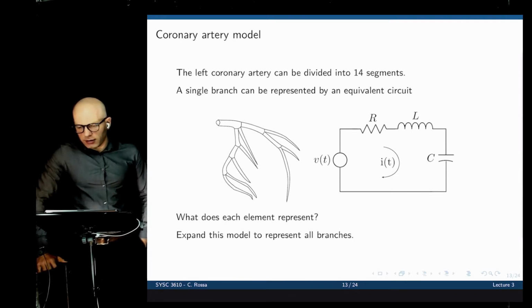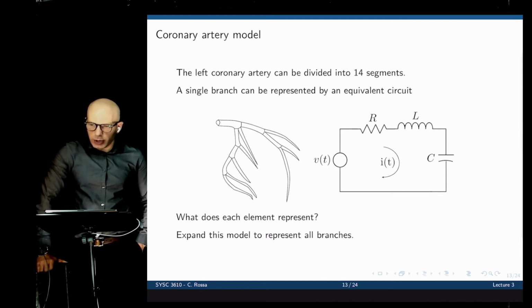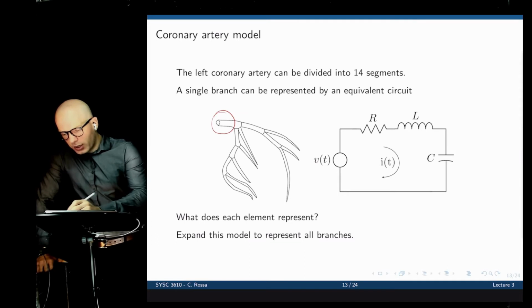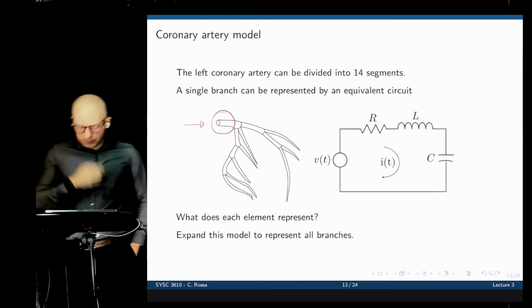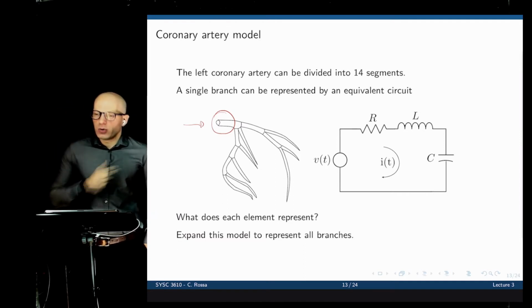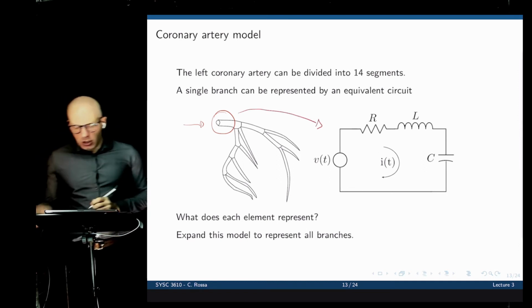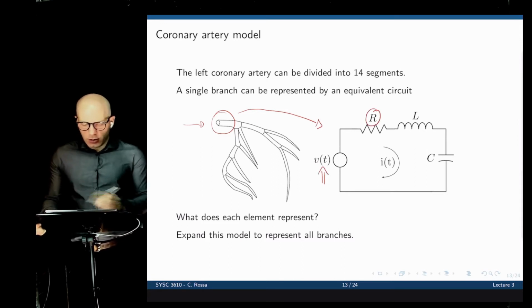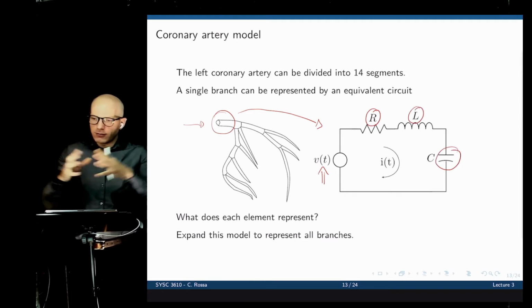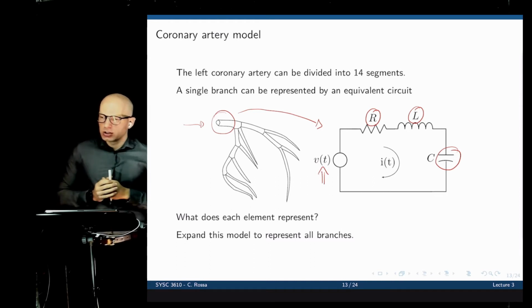And let's consider the left coronary artery model. An actual model would have about 14 segments. And here is one segment, one branch. Let's take this top branch here. We have blood being pumped in and then distributed through different branches like that. We can do a hydraulic system. We can do an electrical system. Here is the equivalent electric system for that particular branch. We have the input pump, the voltage, we have the resistance, we have the fluid inertia, and the capacitance if we consider that a branch can expand and contract, and in the process, it can store some blood.